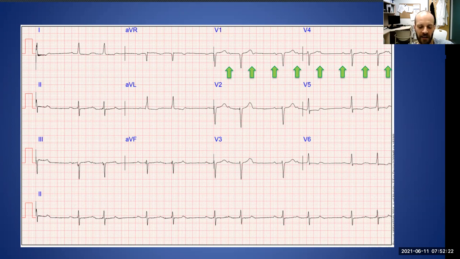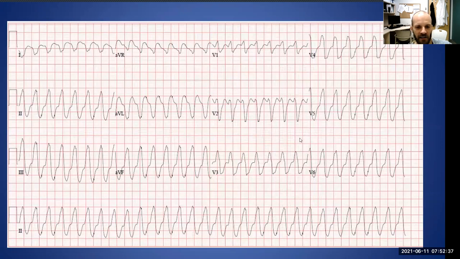And if you want to see something silly, there's a YouTube video called the Wenckebach Song, which is with some geeky medical students who've made a song all about it in a Justin Timberlake style. So go and look it up. Wenckebach.